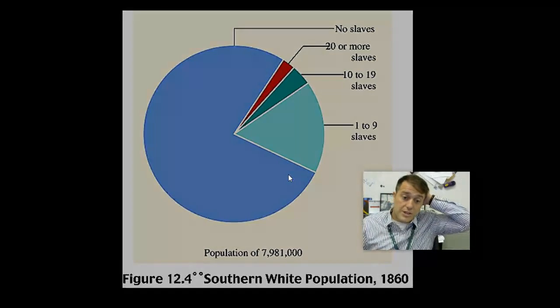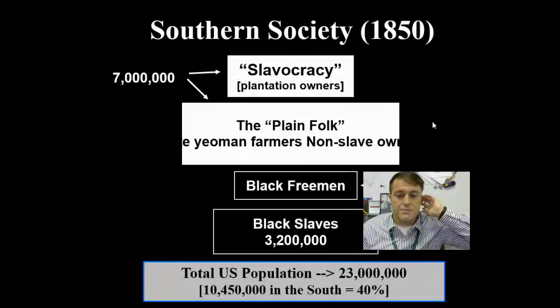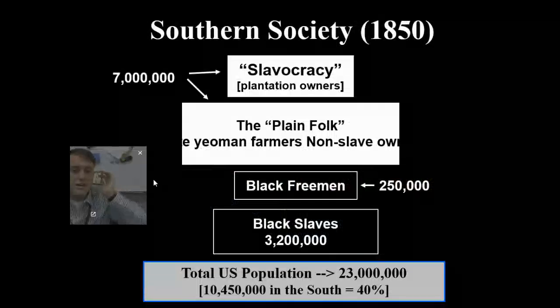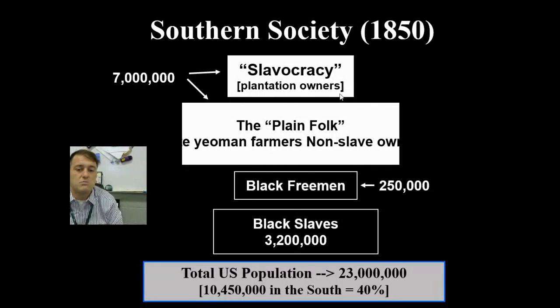And what the Southern American Dream is based off of is this hierarchy. At the very top you had the slaveocracy, this very small amount of people that had the most slaves. Below them you had the plain folk, the yeomen. Then you had freemen, then you had black slaves. This is how the society was structured.